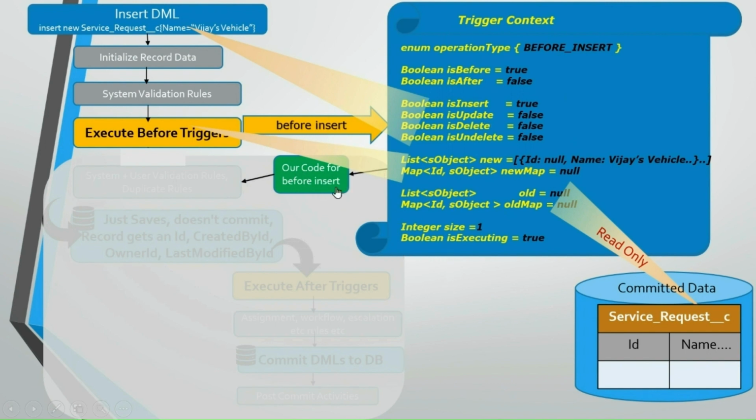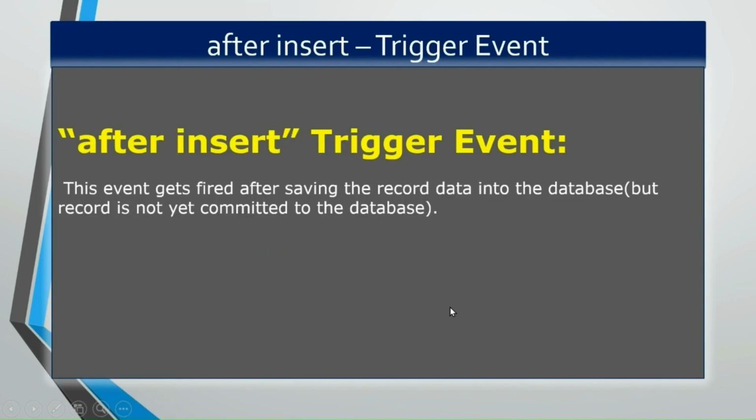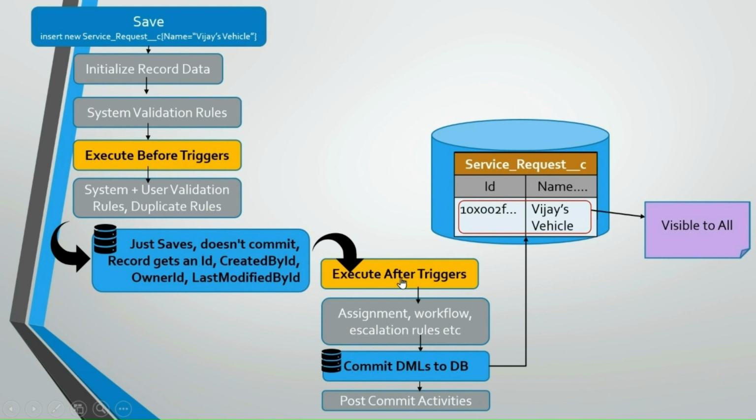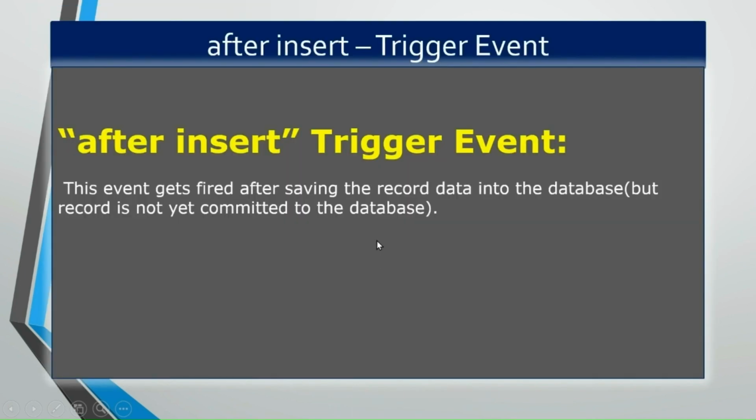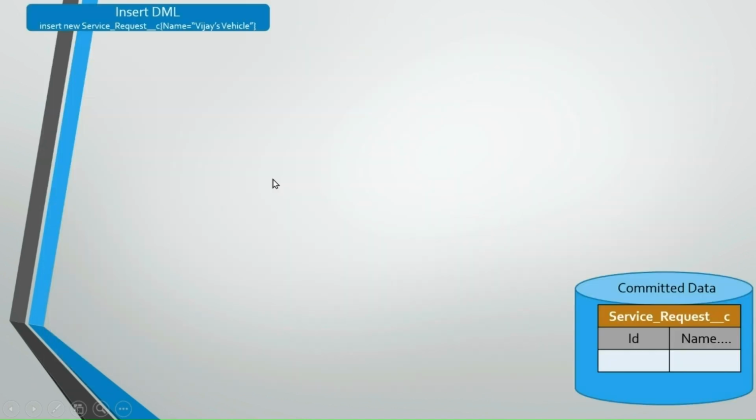Let's look into the after insert trigger event. After insert trigger event gets fired after saving the record data into the database. That means the after insert trigger event gets fired at this step, after the save step. To see how Salesforce populates the trigger context variables for the after insert trigger event, we will take the same insert statement for the same data to insert this record into the DB.